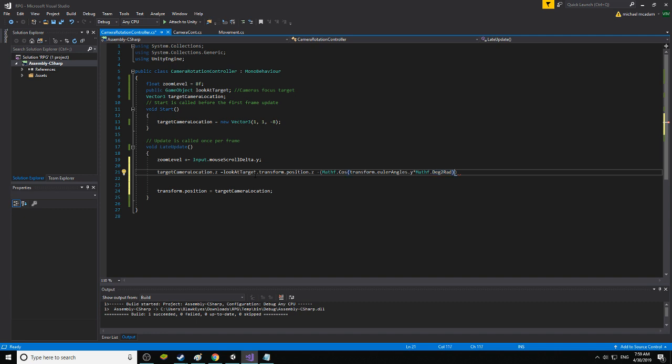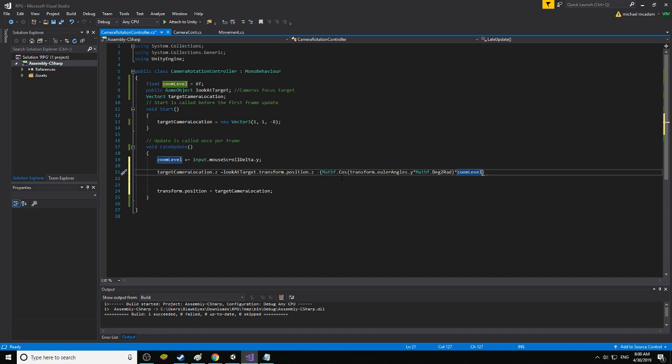Okay. And then we multiply by our zoom level. So what is this doing? When we're looking straight to the right, this cosine of 90 degrees is going to be equal to 0, meaning our zoom level in the Z-axis needs to be 0. We need to be 0 units off in the Z-axis.